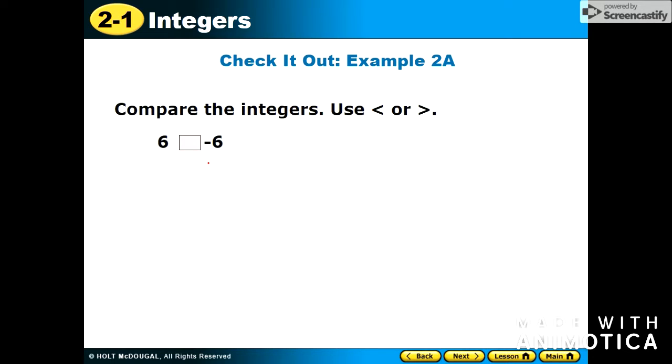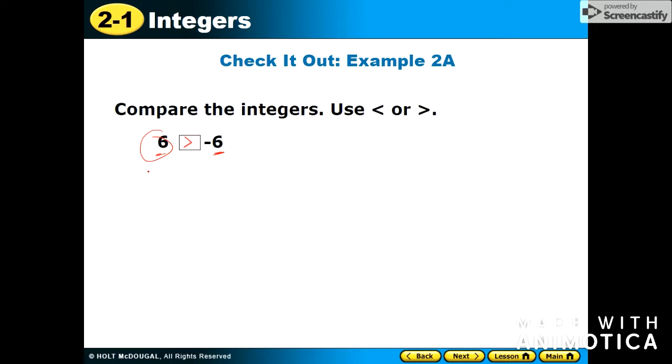I don't think this one is on your sheet, but again, why don't you try it out? Pause it, see if you get it right. Okay, and for the ones where you have one positive number and one negative number, I think they're actually easier, and you don't even have to plot them, because positive numbers are always going to be greater than negative numbers.